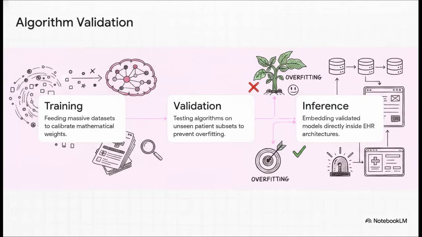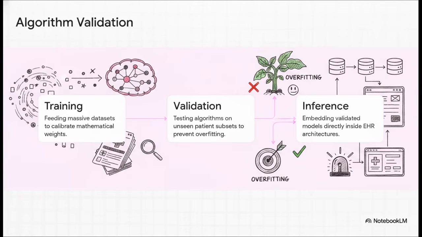And just like when we're testing a new vasoactive drug, these algorithms have to graduate through 3 distinct, highly rigorous phases of validation before they ever touch a patient. First up is the training phase. This is where we feed the model massive data sets of patient records to calibrate those mathematical synapses, the weights we just talked about. Then comes phase 2, the validation phase. This is where we test the algorithm on unseen patient subsets. Now, this is absolutely critical in medicine to prevent what we call overfitting, which is where a model just memorizes the training data but fails completely on new patients.